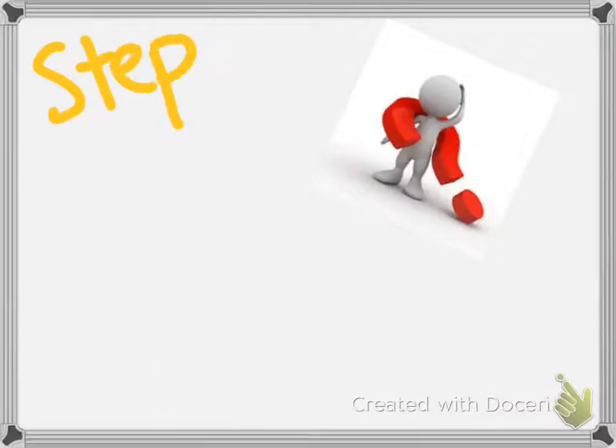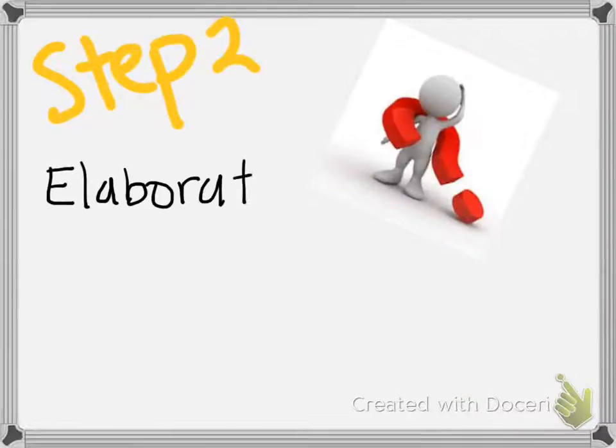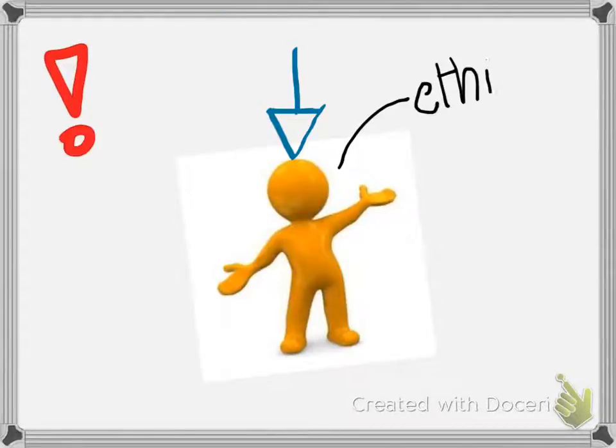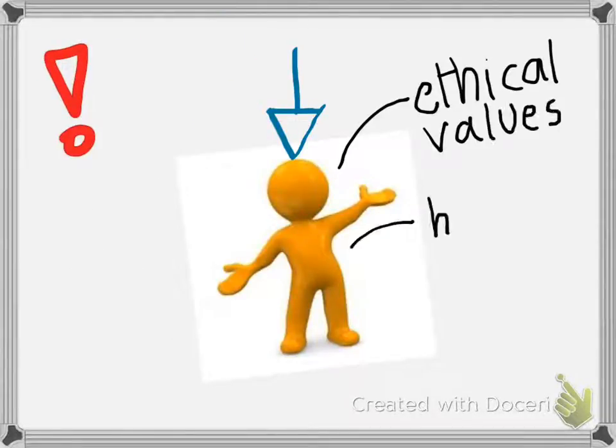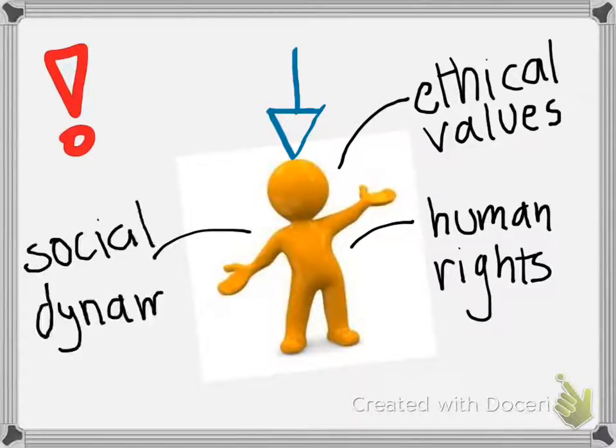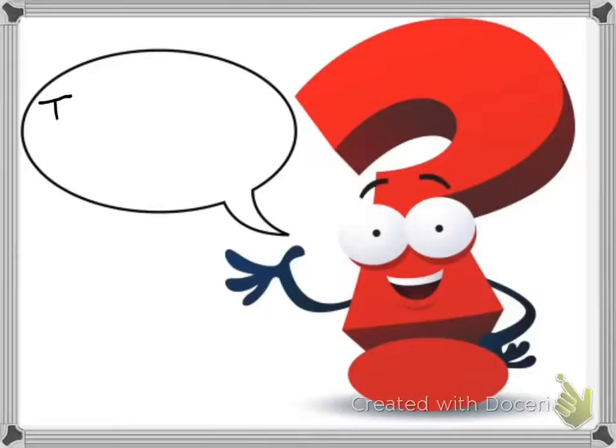Once you've chosen your topic, you may go to step 2, which is to elaborate a question. This question should have an ethical perspective. This means that it should be focused on the person, on some ethical values, on human rights, or on social dynamics. So take your time to think about your question. You may ask your parents and your friends what they think about your topic.